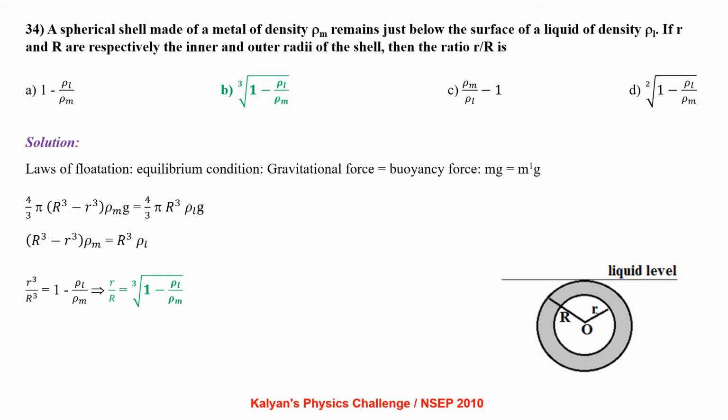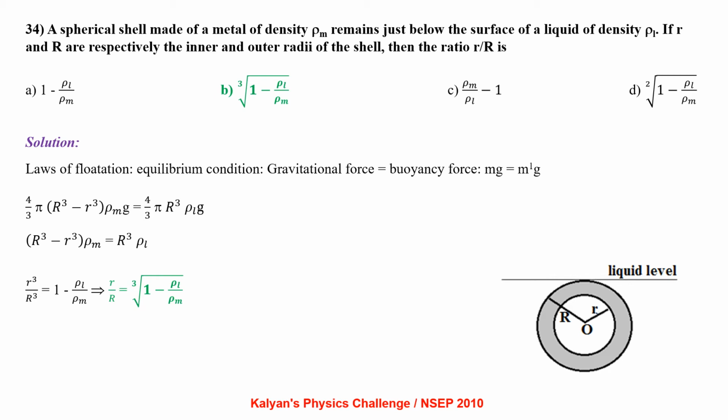A spherical shell made up of metal of density rho metal remains just below the surface of a liquid of density rho liquid. If small r and capital R are respectively the inner and outer radii of the shell, then the ratio r by R is.